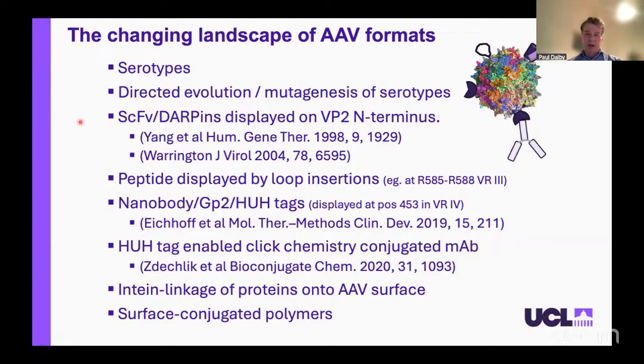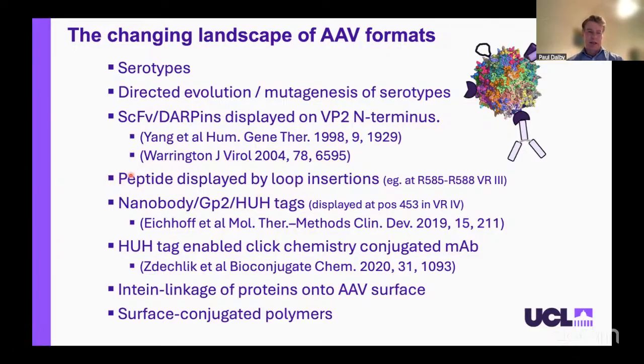Clearly, things have moved very quickly over the last couple of decades. There are many serotypes of AAV that have been explored for different reasons. They go into different cells. A lot of directed evolution and mutagenesis of those serotypes has been exploited. Display of components like scFv and DARPins as a fusion on the capsid has also been exploited as a way of targeting cells.